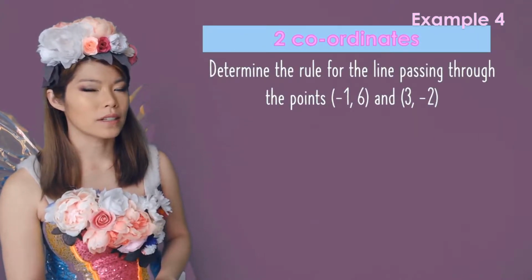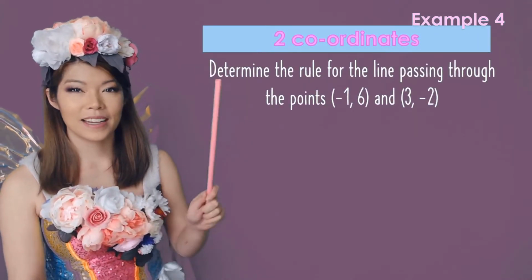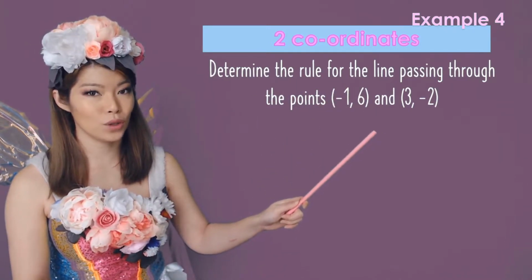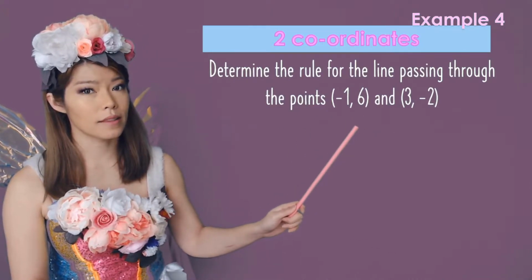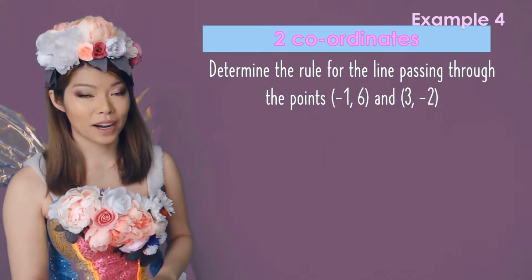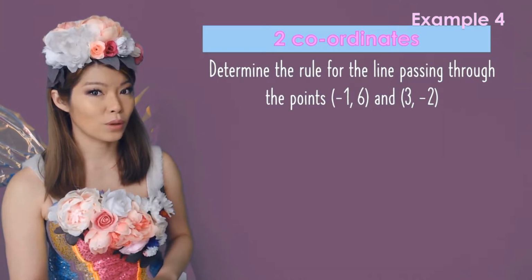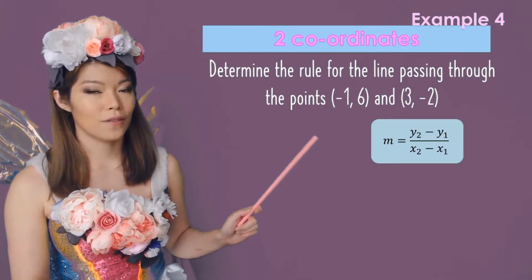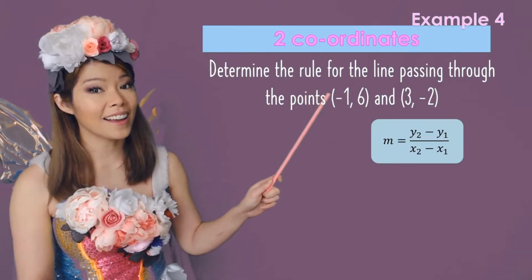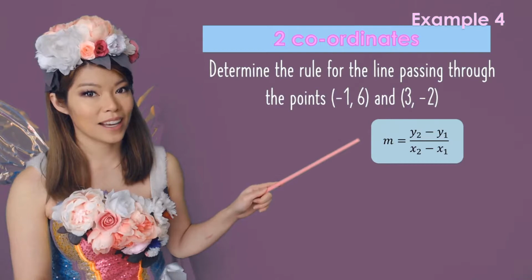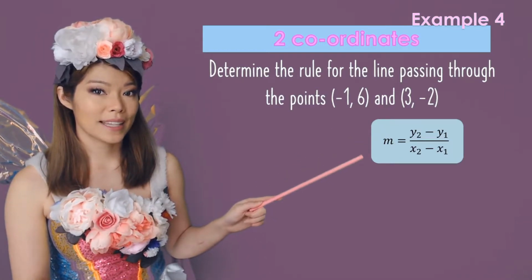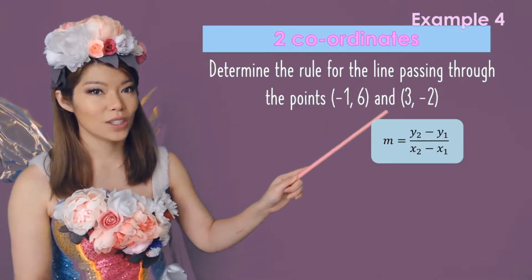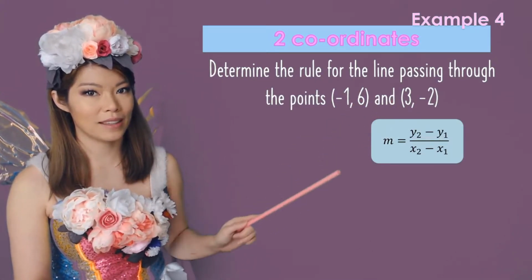What happens if you're given two coordinates? Let's read. Determine the rule for the line passing through the points -1, 6 and 3, -2. What can you do with two coordinates? You can look for the gradient, which is rise over run, or in other words, y2 minus y1 over x2 minus x1. If you've forgotten how to do that one, click on the eye again and look at the second video in the link and it'll take you there. To avoid silly mistakes, if you're not confident with the equation, you can label x1 y1 and x2 y2 and then continue with this section.